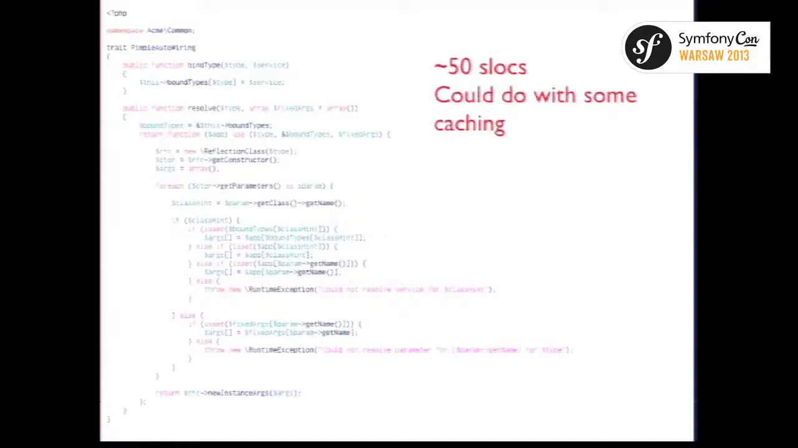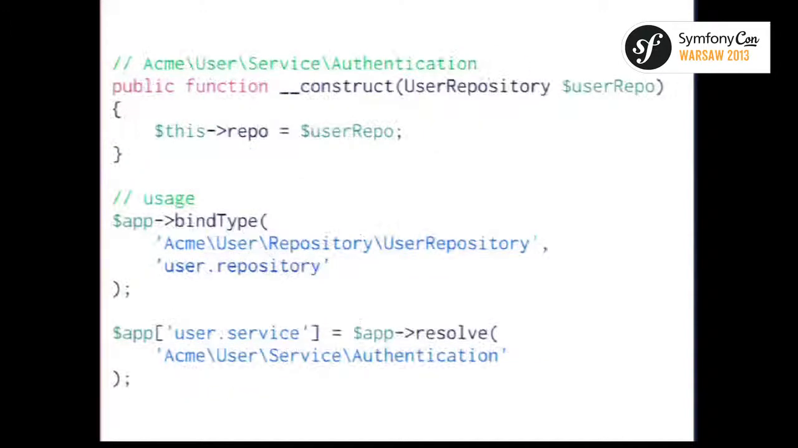And that's to auto-wire dependencies. It's about 50 lines of code. You can do this with Pimple, but there's no caching there, which you probably want. And it would allow you to do things like this. Assuming you have an authentication service that requires a repository, you've type hinted so in the constructor. You can then tell the container that if something needs a user repository, give it this service. And then when you're defining the user service, you just say to the container, this is what I want.